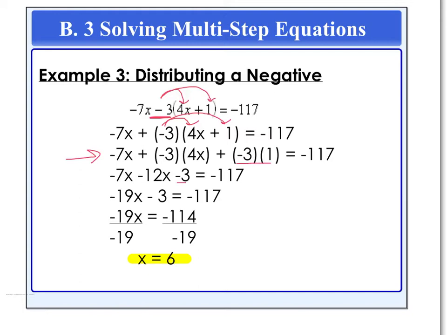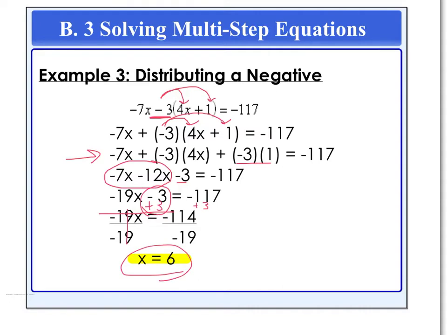So now we'll combine our like terms. Negative 7x minus 12x is going to give us negative 19x. We still have this minus 3 equaling negative 117. We'll add 3 to both sides, which brings us here. We've got negative 19x equaling negative 114. Divide by negative 19, and x equals 6.